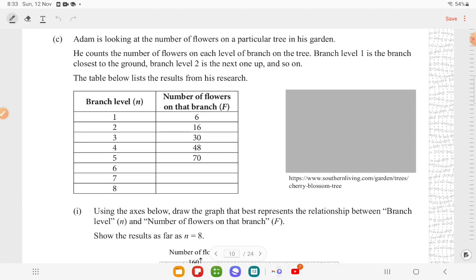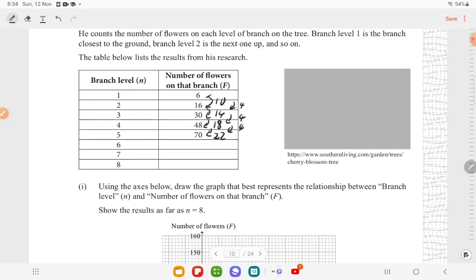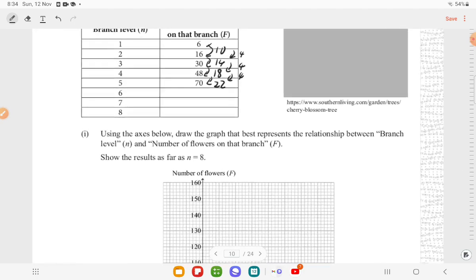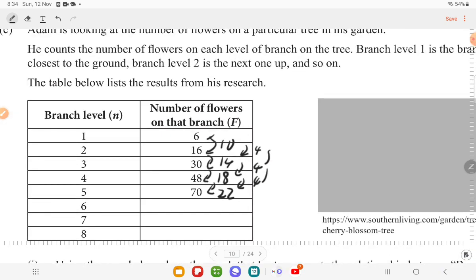Okay, so we can just always see the difference. So here is 10, 14, 18, 22, and the difference between is 4, 4 and 4. If this second difference is always the same, a constant, then it's always in the form y is equal to an squared plus bn plus c.